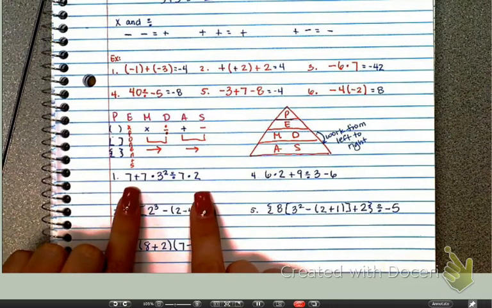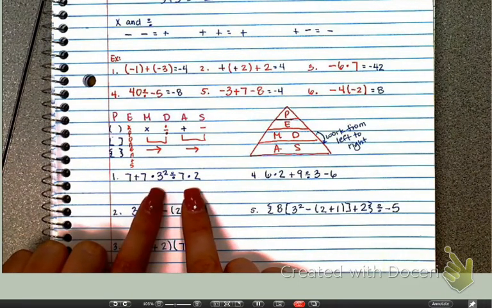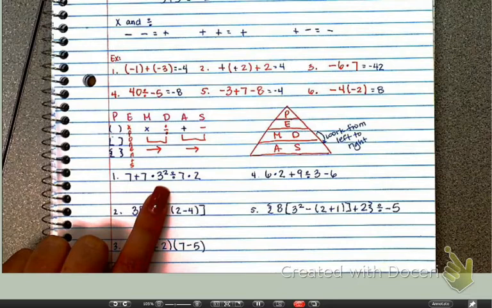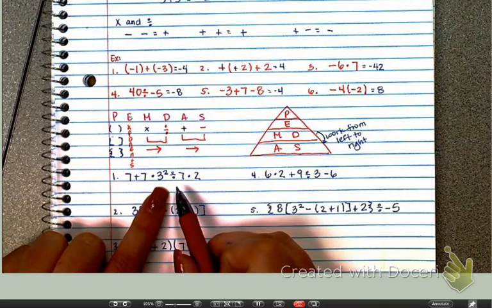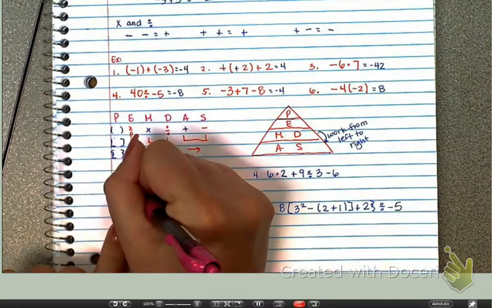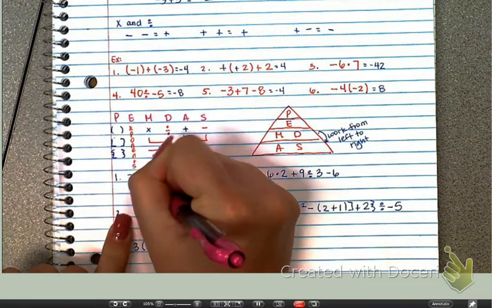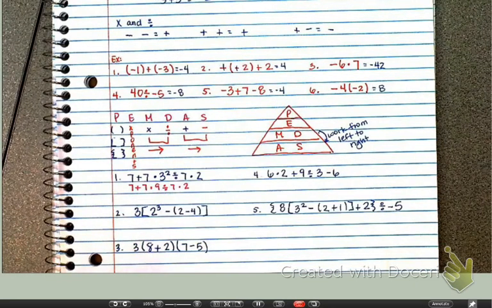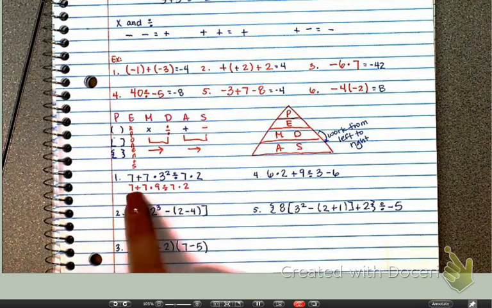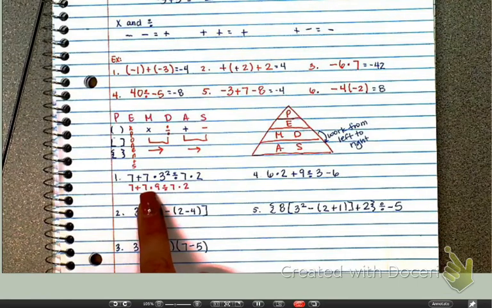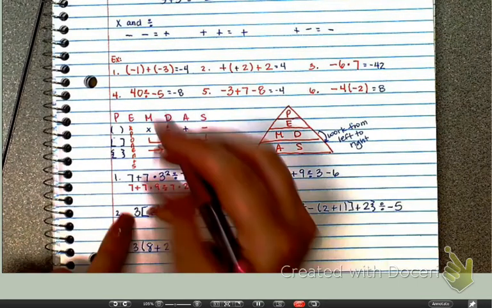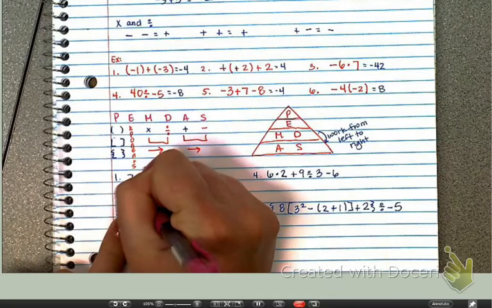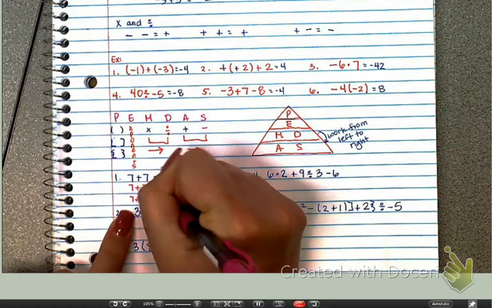So for this first one, first thing we have to deal with is exponents. So 3 squared is 9. So it's really 7 plus 7 times 9 divided by 7 times 2. Okay, I'm just fixing things. What would I do next according to order of operations? Multiplication. Yep, 7 times 9 is? 63. Okay, so I have 7 plus 63 divided by 7 times 2.